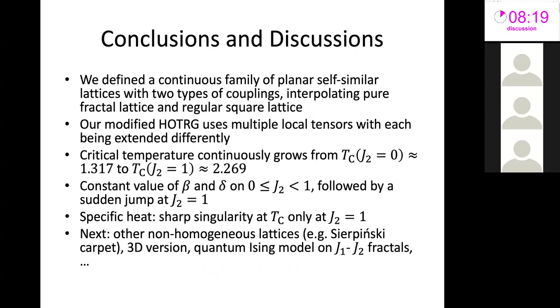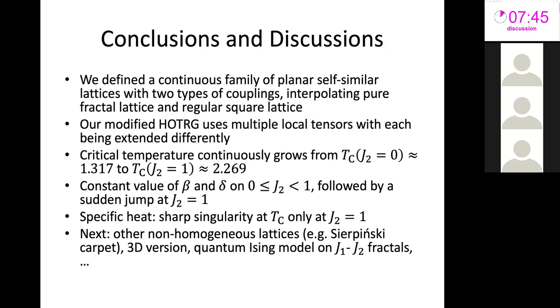So let me briefly summarize. So we defined a continuous family of planar self-similar lattices, which are constructed using two types of couplings, J1 and J2. And this allowed us to interpolate between pure fractal lattice and regular square lattice and study how the nature of phase transitions change as we perform this transformation.